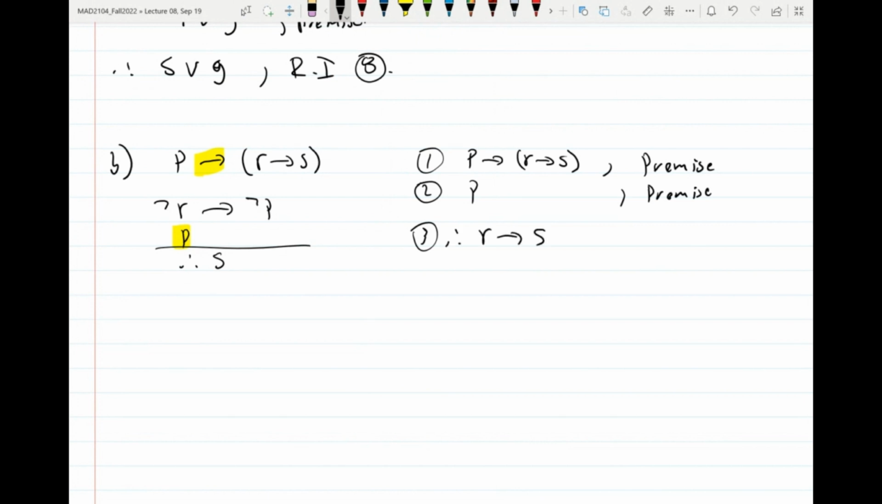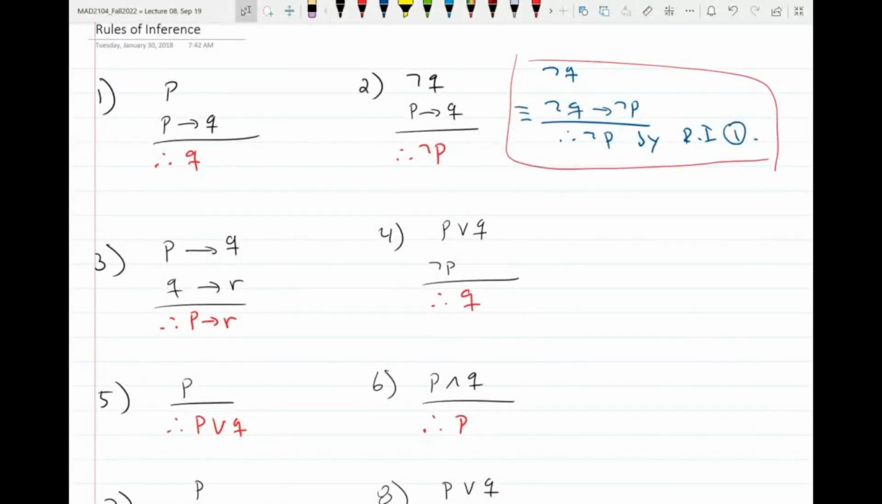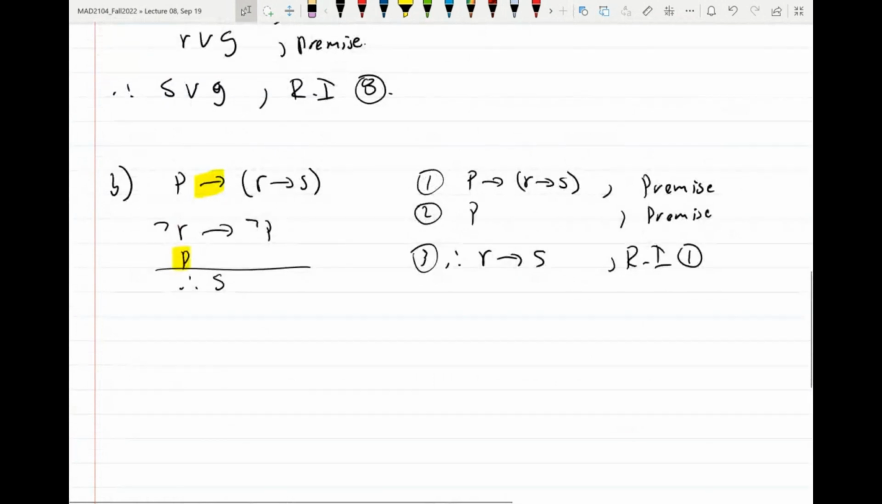Therefore, R implies S. What do we use here? Rule of inference number 1. Remember, when you do this, have this list next to you so you can refer back to it. On the exam, I will give you this list so you can refer back to it. I use number 1. So far, we know that R implies S is true. Notice that that was not from the premises directly, but we deduced it. So at least we're closer to S.